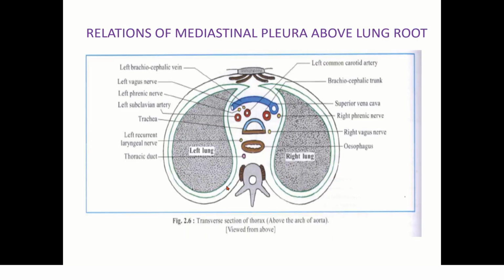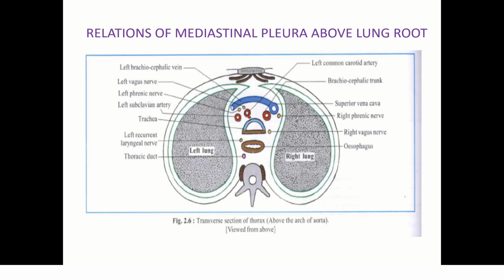vertebrae. Now you can see the relations of the mediastinal pleura above the lung root. If you see, this is the right lung. There is the superior vena cava and right brachiocephalic vein. You can see the right common carotid, the right brachiocephalic trunk, the right phrenic nerve, and the right vagus nerve. You can see the trachea and esophagus.